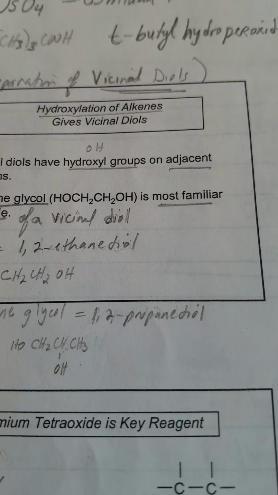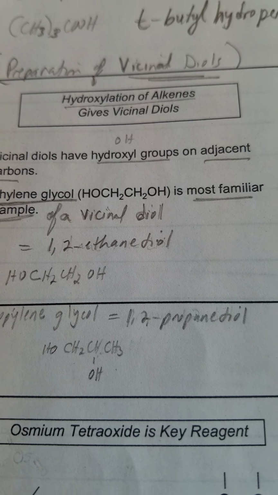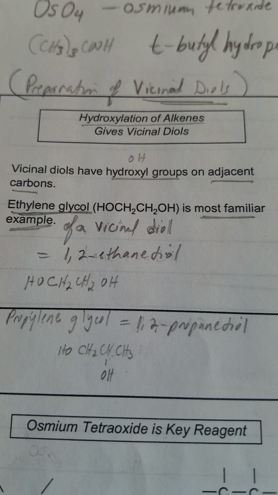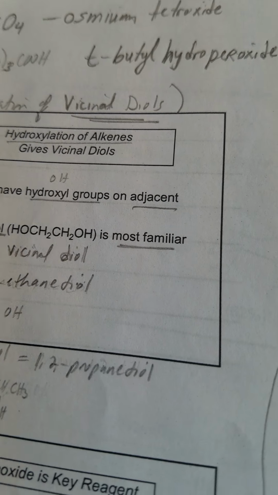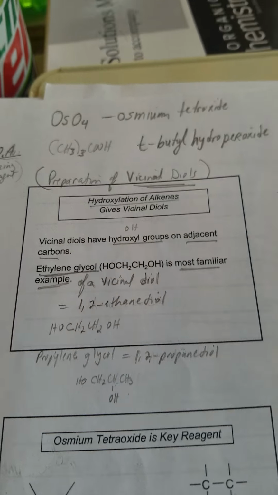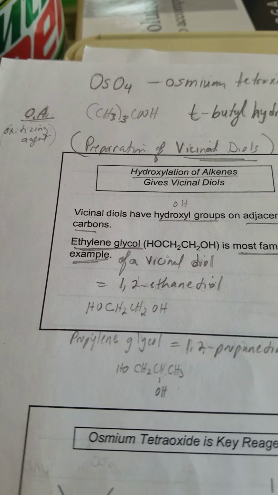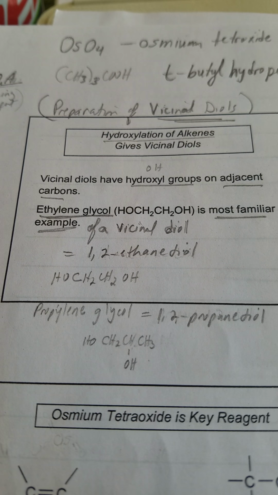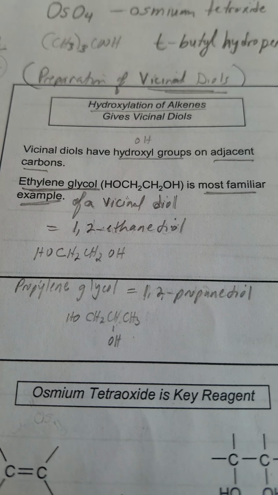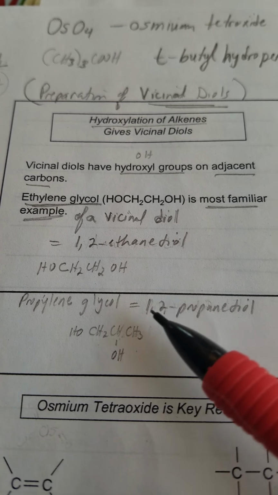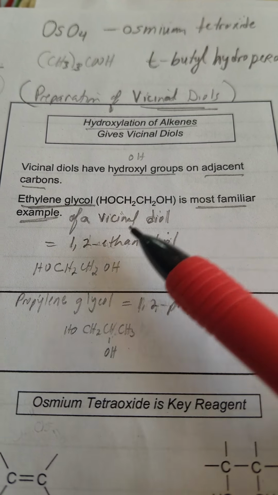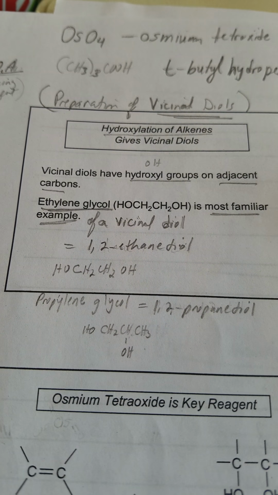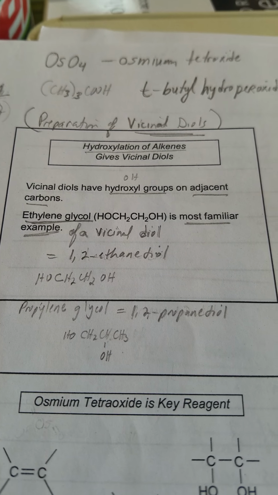Another reaction that we have is a hydroxylation of an alkene, and what this is going to do is make a vicinal diol, meaning that you're going to have your OH groups on adjacent carbons. One of the most familiar vicinal diols is ethylene glycol. So you'd have your OH on adjacent carbons, but you have others as well that you can see.